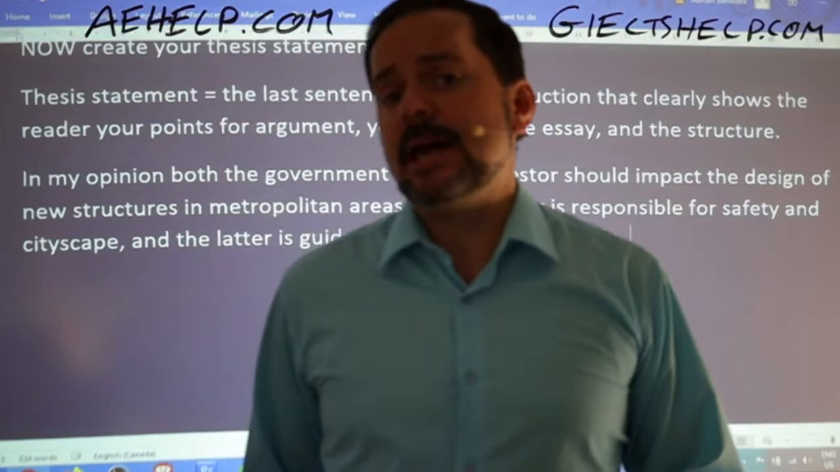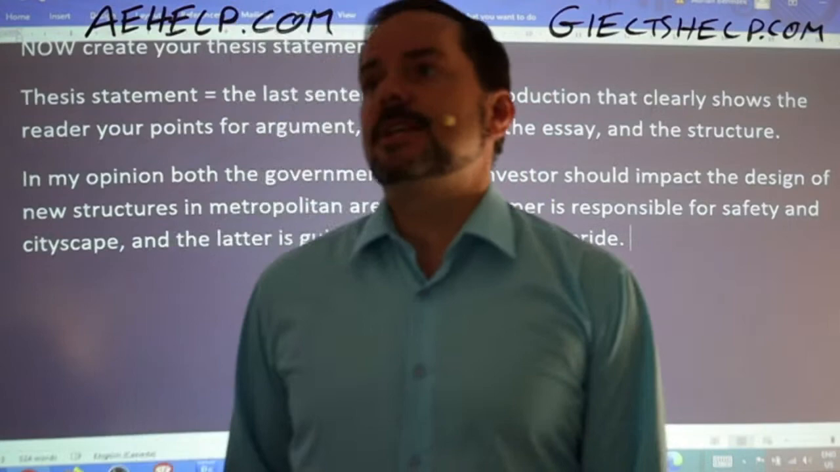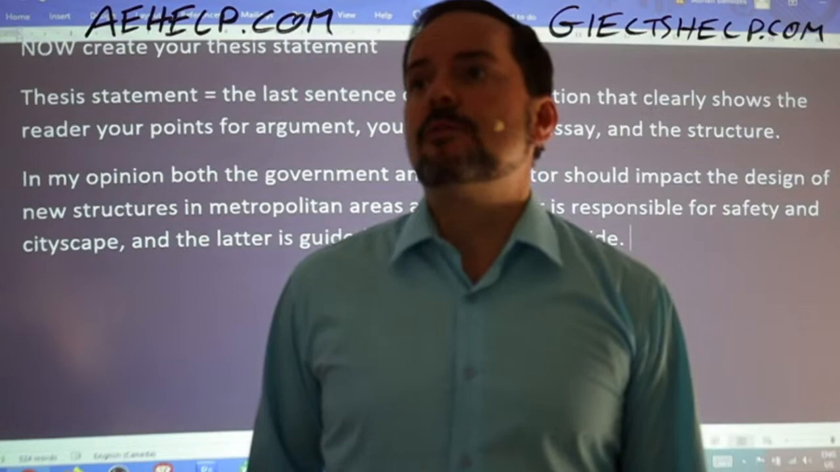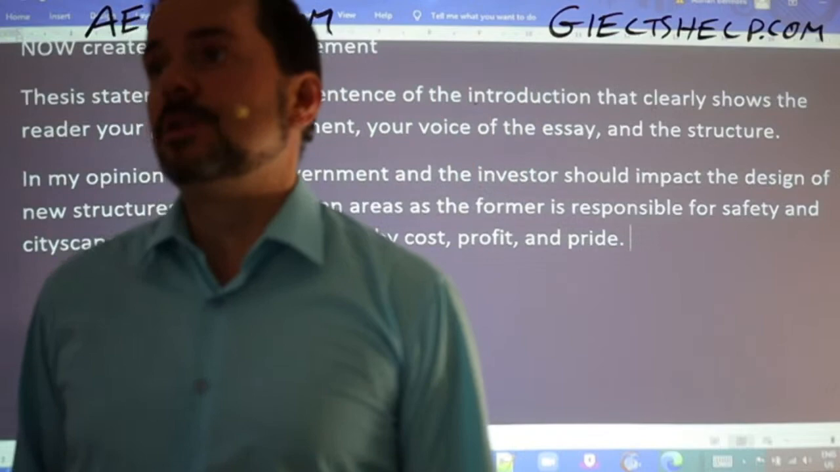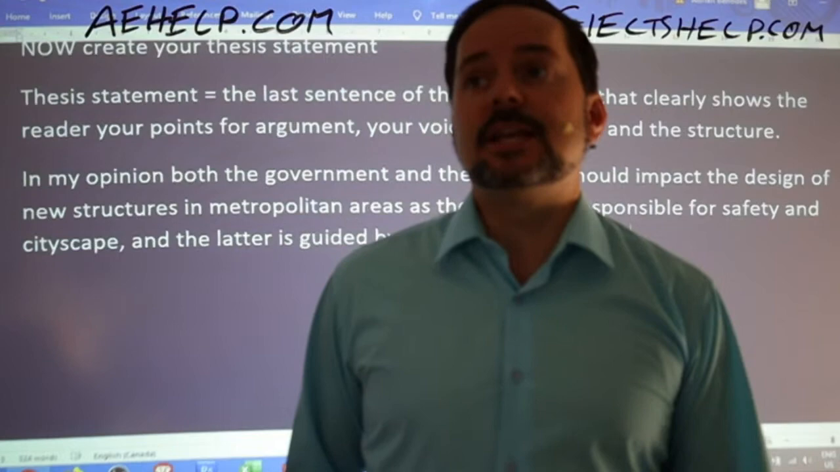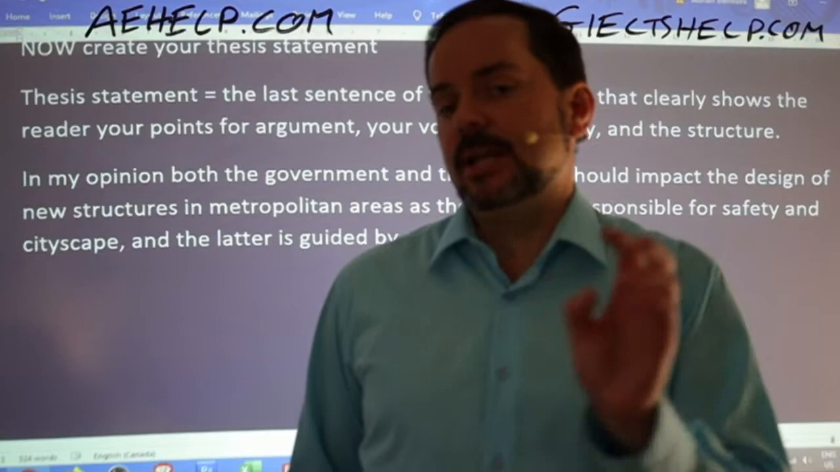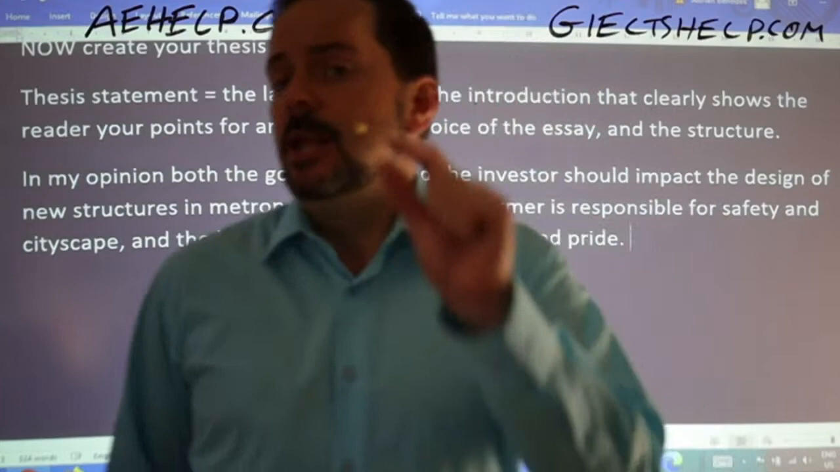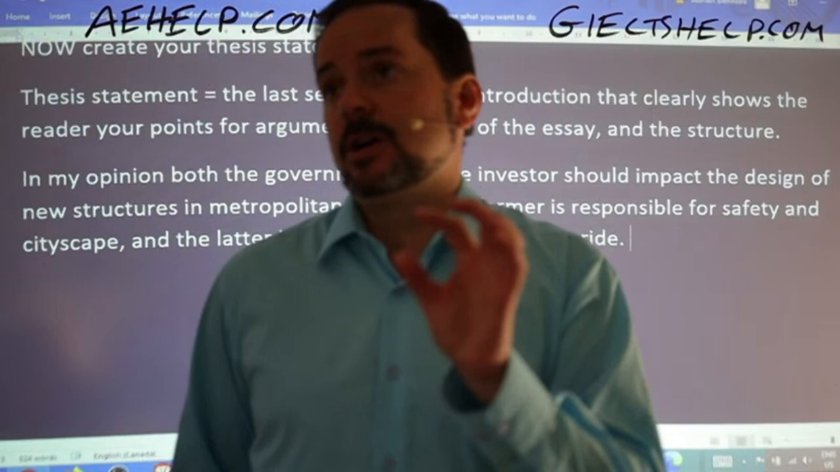Okay. Rashika says, I believe that both government and investors have a mutual responsibility, such as the overall plan and cost and pride when constructing buildings in metropolitan areas. Rashika, I think that's good. Absolutely. And I can see where you're going with that. Definitely. So Rashika, that works. You did not separate the plan and the cost and the pride to government or investor, but you can do that later in the body paragraph. So I think that works just fine, Rashika. Okay. I think that could be a band nine essay.